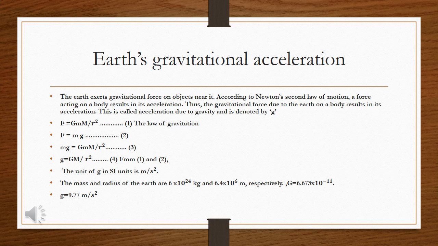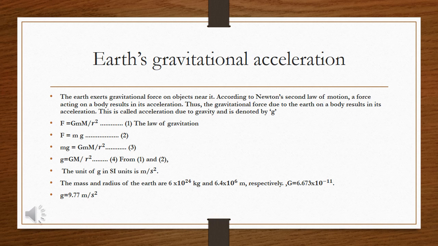Earth's gravitational acceleration. Here we know that the earth exerts a gravitational force on every object near it. So according to Newton's second law, a force acting on a body results in its acceleration. We know that the law of gravitation is F equals G m1 m2 upon r square.